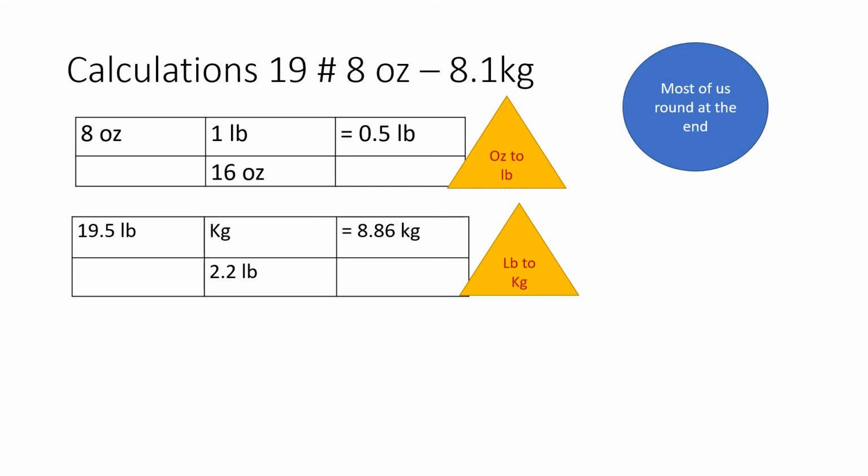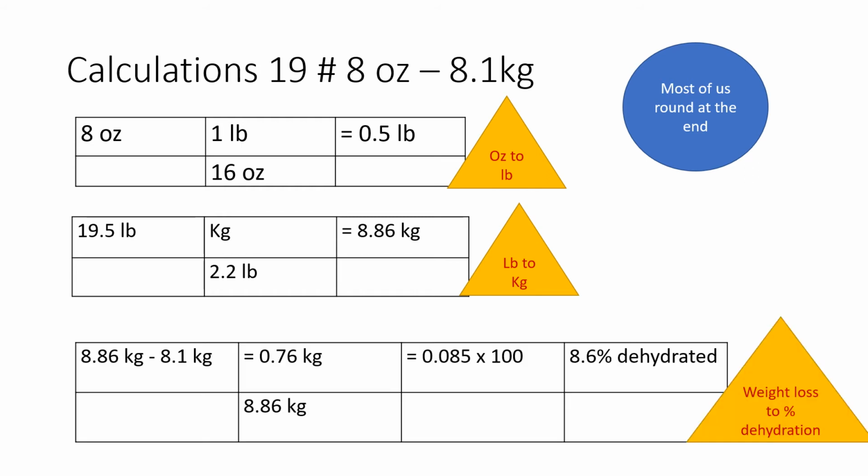Now, you can see in my little circle over here, most of us round at the end. That's because we're standing there literally with a calculator in our hands doing the calculations, and we don't say, oh, we should round that to 8.7 kilos. We just wait and round at the end. So now we're going to put it into our formula.